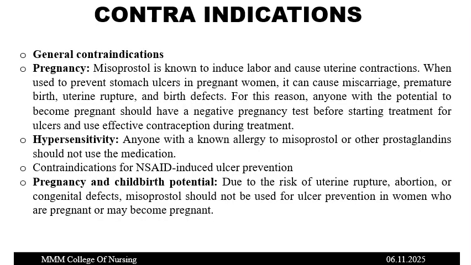Contraindications. General instruction: in case of pregnancy, misoprostol is known to induce labor and cause uterine contraction. When used to prevent stomach ulcer in pregnant women, it can cause miscarriage, premature birth, uterine rupture, birth defects. For this reason, anyone with potential to become pregnant should have a negative pregnancy test before starting the treatment for ulcers and use effective contraception during the treatment.